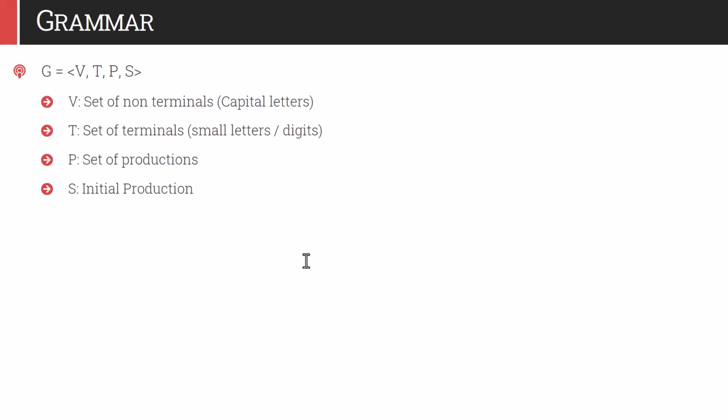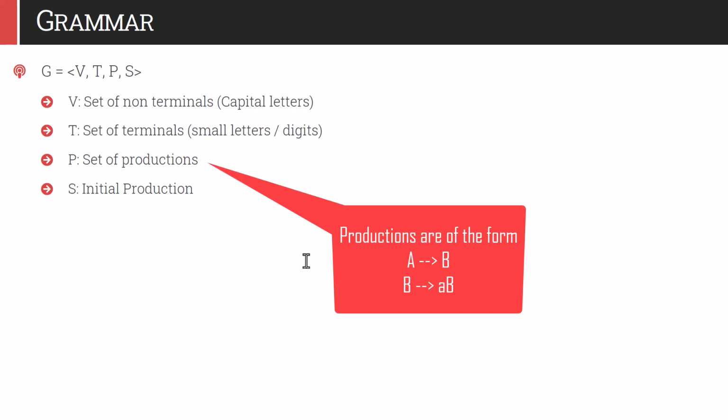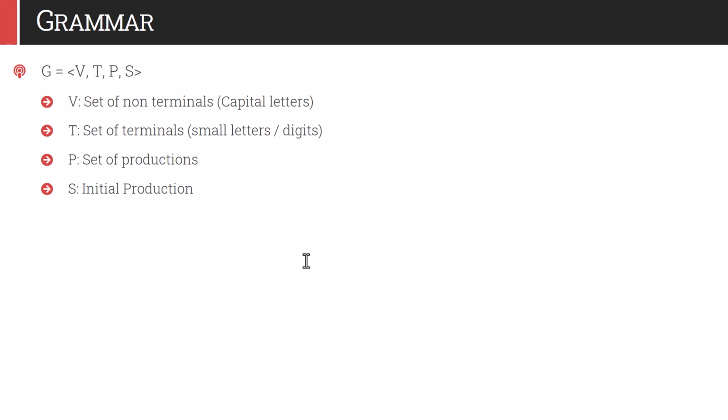So let us define what is grammar. A grammar is defined by 4 tuples V, T, P, S, where V represents the set of non-terminals, which are normally capital letters. T is the set of terminals, which are normally small letters or digits. P is the set of productions. Productions are the rules for generating the strings, and we can recursively apply the rules to generate the strings. And capital S is the start symbol.